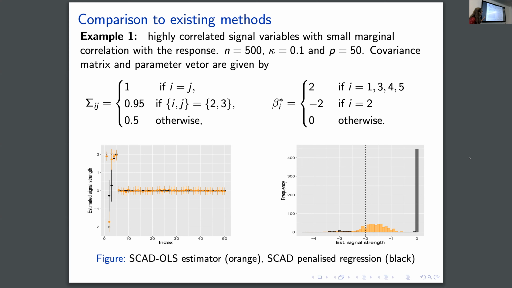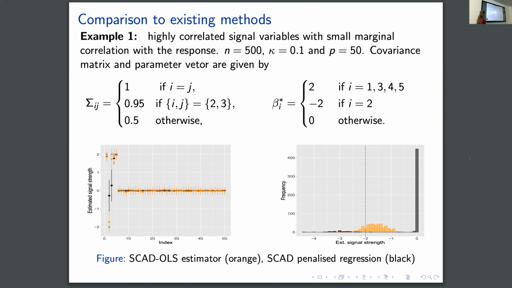In the first example, what we've got is highly correlated signal variables with a weak marginal correlation with the response. So this makes it quite hard to identify these signal variables. And we did this by using the exact same formulation as we had originally in terms of generating the data, but we changed sigma and signal strength. So this time variables 2 and 3 are going to be highly correlated with correlation 0.95, whereas they're going to have cancelling signal strengths of 2 and -2.